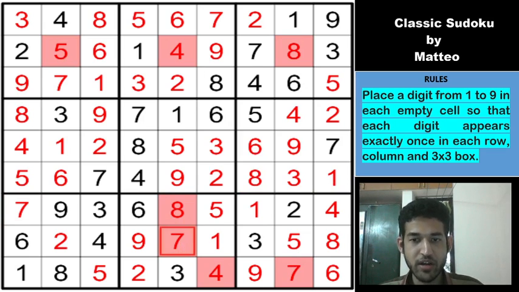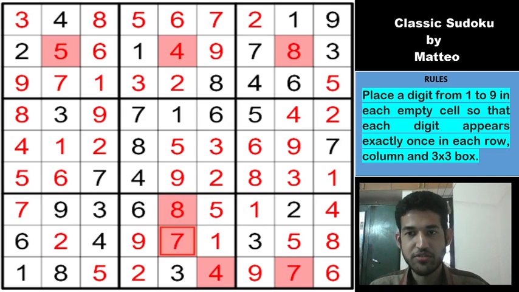I'm not really sure whether there are any other easier steps to solve this Sudoku. So if you found something else, please let us know in the comments below. We'll be happy to see and reply to you.